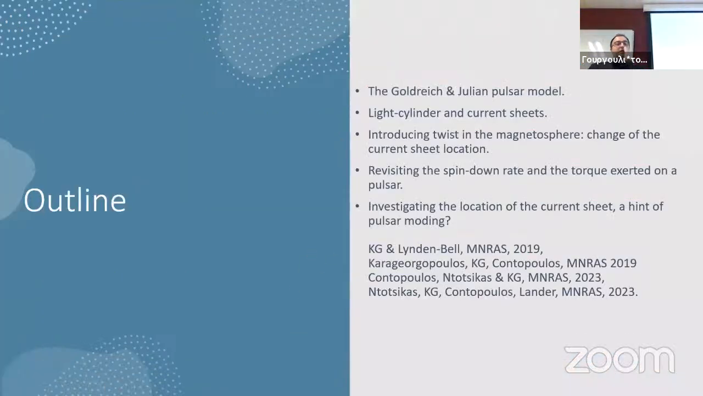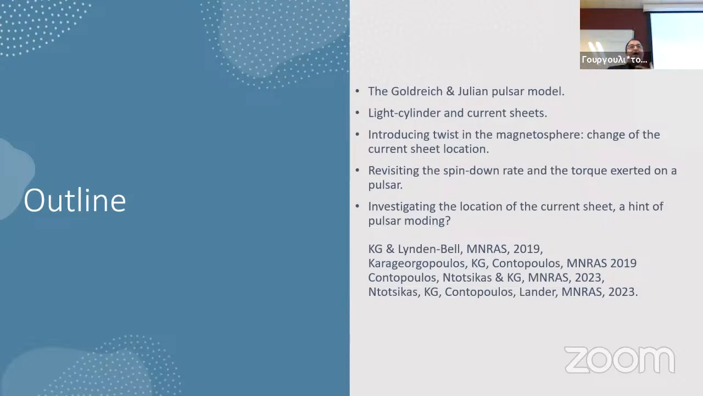Right. So a brief outline of my talk. I'm not going to give a very detailed introduction to neutron stars, because I'm sure you are familiar with the basics, obviously, but I'm going to discuss in detail the Goldreich-Julian model, which gives us the basic framework on how we are going to understand the pulsar magnetosphere, and then introduce the ideas of light cylinder and current sheets.